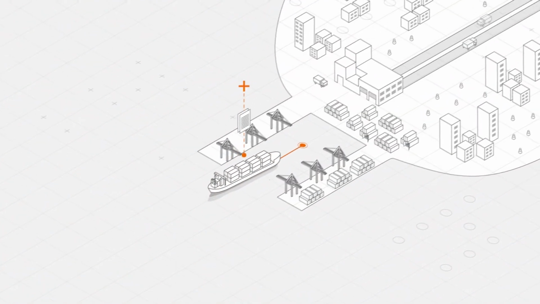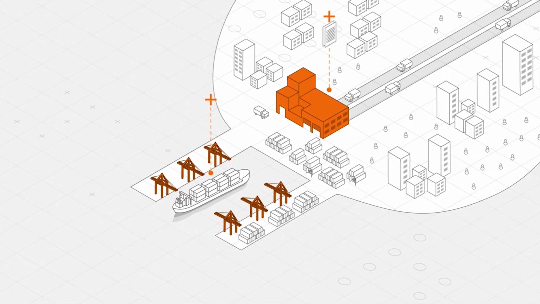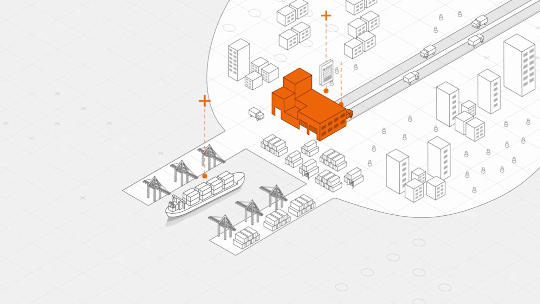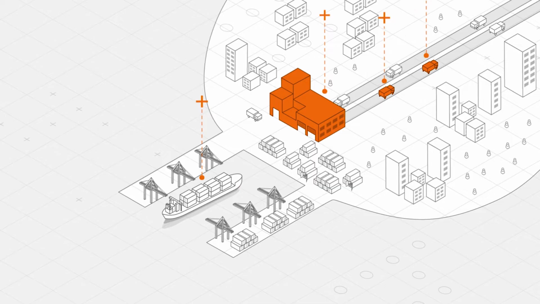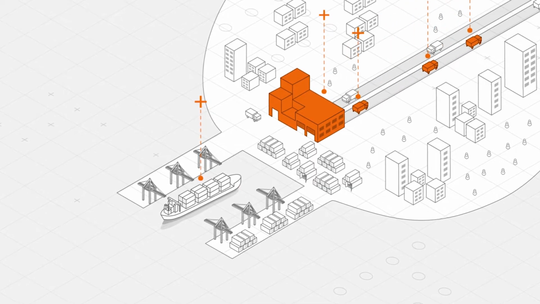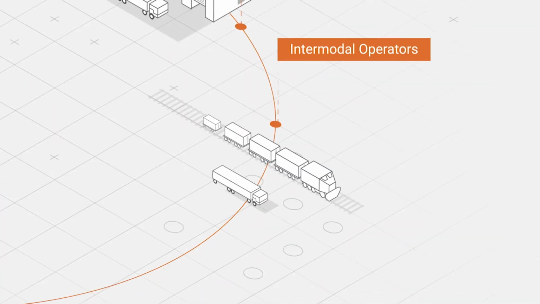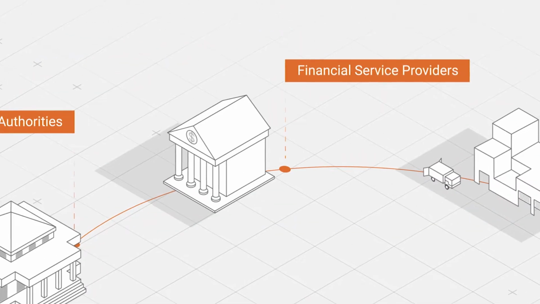throughout the supply chain. TradeLens is a digital shipping platform powered by blockchain that enables unprecedented transparency, collaboration, and efficiency in global supply chains. TradeLens provides control and management of shipping data and supplies innovative apps to every stakeholder in the supply chain. Shippers, freight forwarders, intermodal operators, ocean carriers, ports, terminals, authorities, financial service providers, and more.